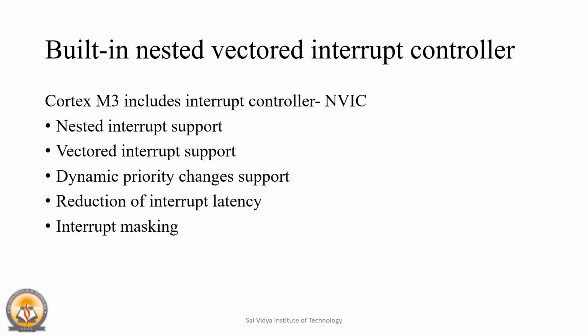And the last feature provided by this particular NVIC is the interrupt masking. So interrupts and system exceptions can be masked based on their priority level or can be masked completely using the interrupt masking registers, that is the BASEPRI mask and the fault mask. They can be used to ensure that the time critical tasks can be finished on time without being interrupted.